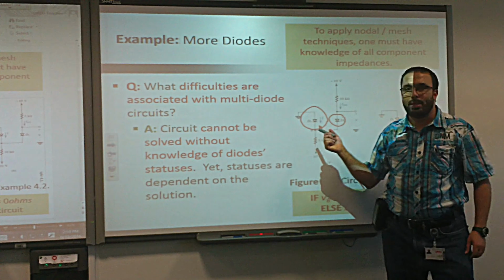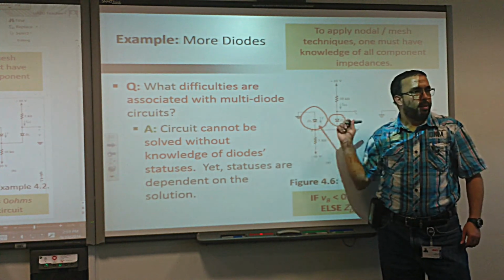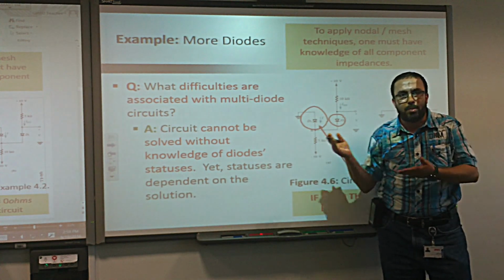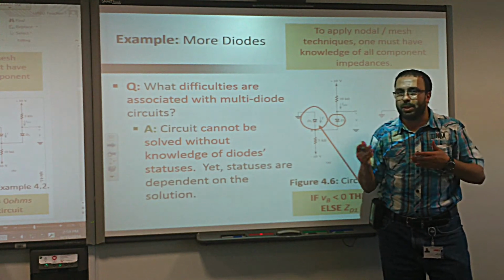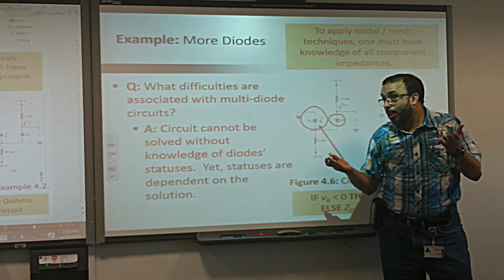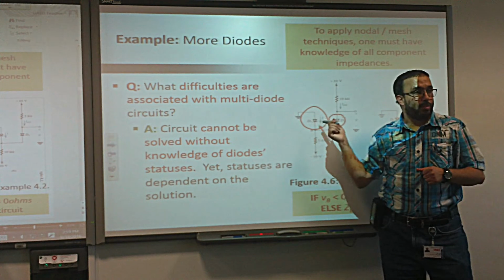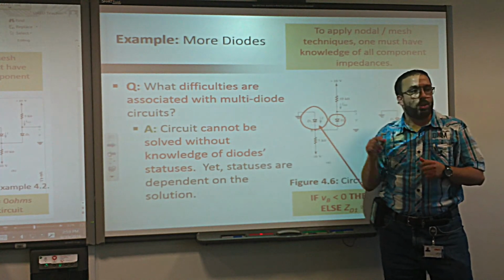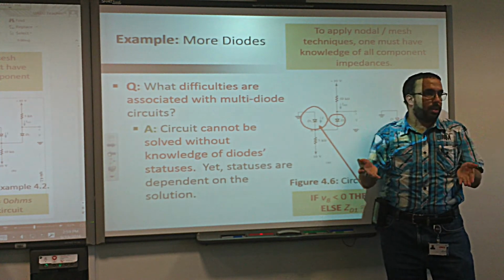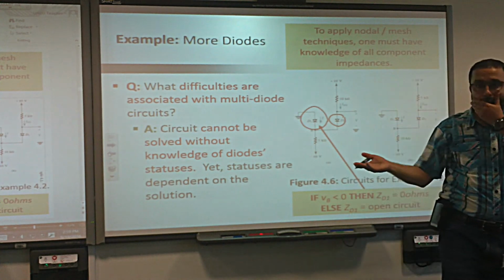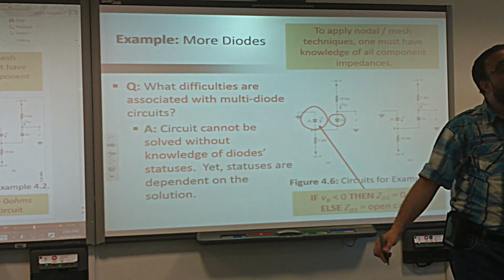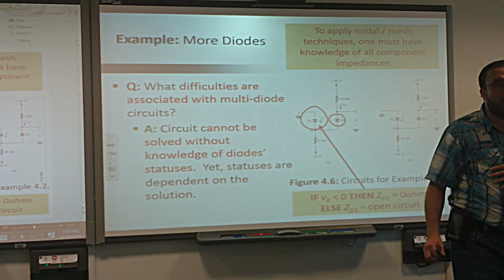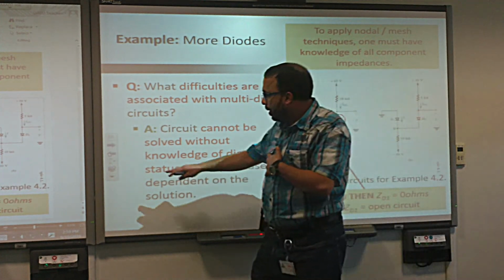We cannot solve this unless we have the voltages across the diodes, because the model of the diode is either open or short. And we cannot use the model unless we know the voltage across the diode. In the circuit, we don't know. It's a big circuit. So what to do in this case? We do what we do in math.